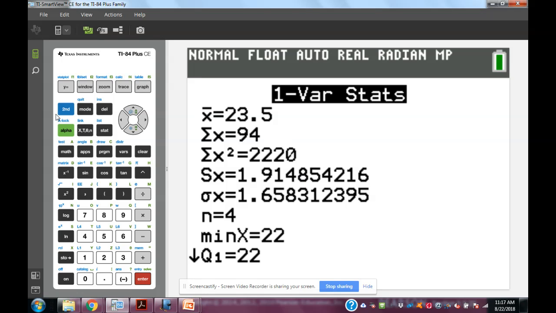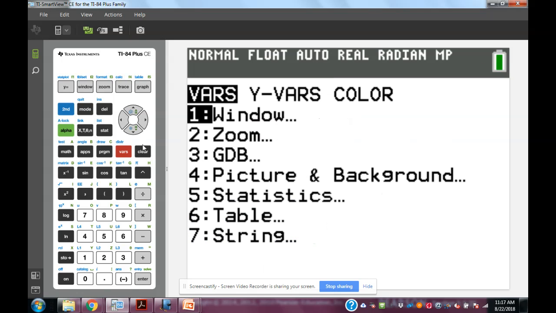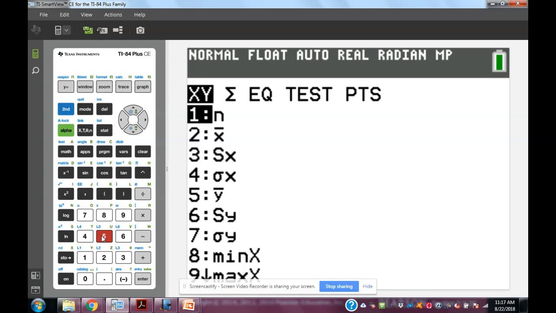What you can do if you need to square that, if I can remember how to get there, is hit the VARS button. A lot of people say VARS. It really stands for variables. And number 5 is statistics. And we can grab that S of X, or Sx. That's the standard deviation for a sample.